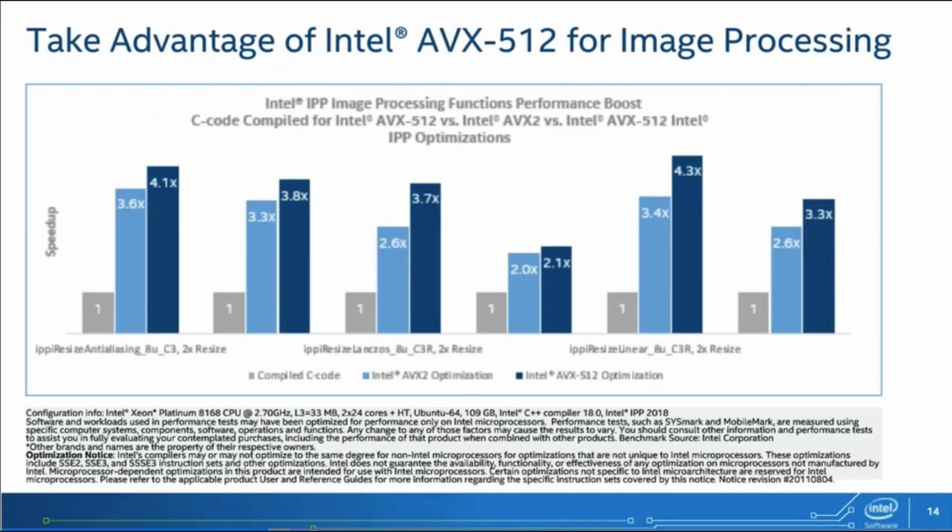So here's an example of AVX512 for image processing. This is the same situation here that I mentioned earlier, where you can have an IPP function that contains different AVX optimizations. In this case, we show the immediate speed up based on that optimization dispatching to different processors.